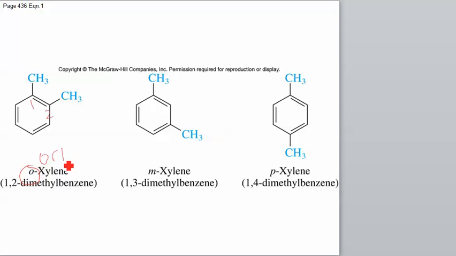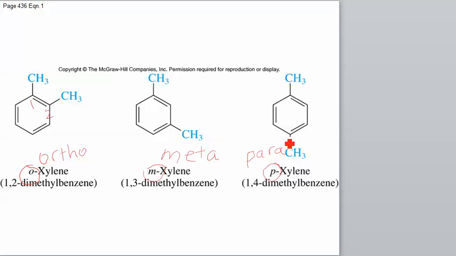But that O stands for the word ortho, and ortho is another way to refer to two substituents that are in a 1,2 arrangement. They're right next door to each other. Another name for the 1,3 situation that you see here, that little M, stands for the word meta, M-E-T-A. So we can call this meta-xylene, or you can even say meta-dimethylbenzene. The P here stands for the word para, P-A-R-A. So this is a para isomer, which corresponds to a 1,4 isomer.